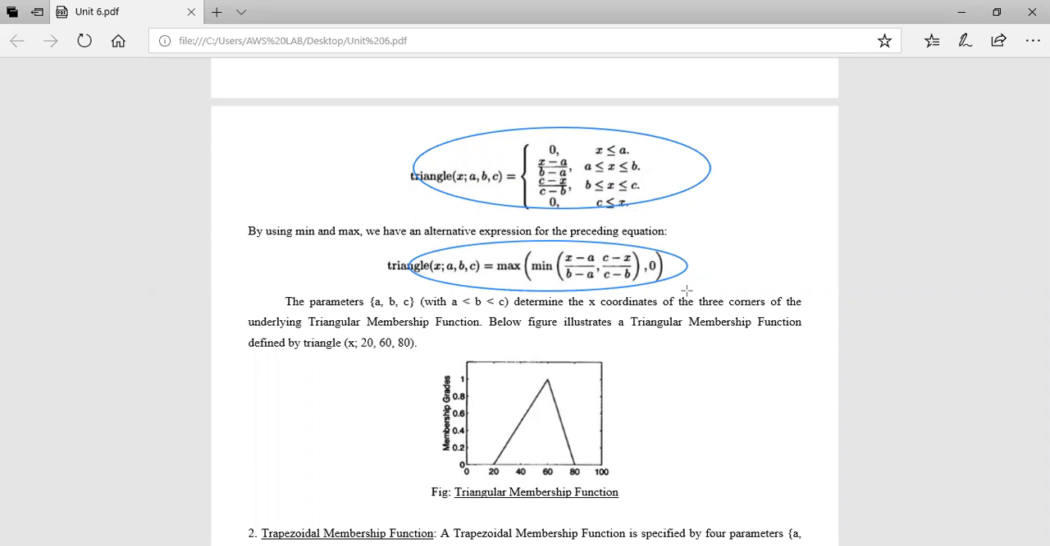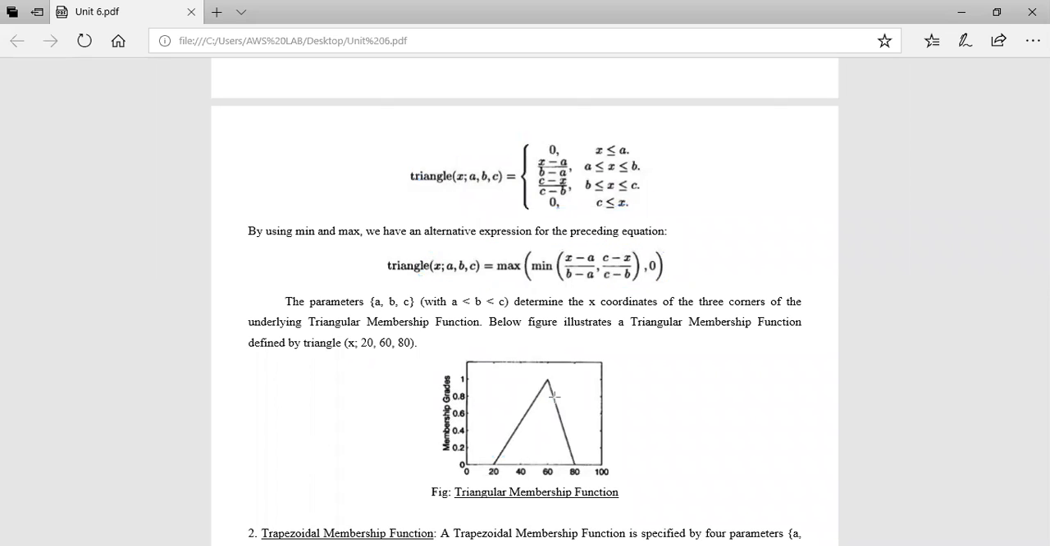Based on what we have taken here, we write triangle of x comma 20 comma 60 comma 80. So it starts at 20, it ends at 80 and it peaks at 60. Is it clear? So this is how we are going to represent the triangular membership function. We said a less than b less than c, so 20 less than 60 less than 80. So a, b, c are the parameters, right? This is how we are going to mention the triangle membership function.